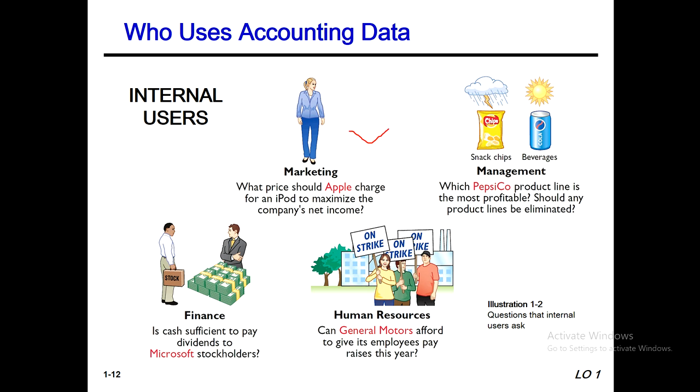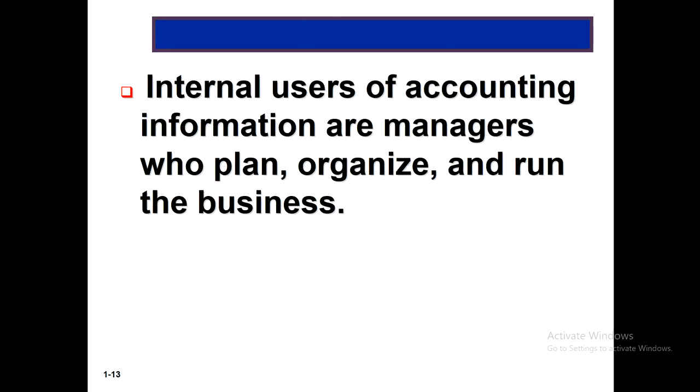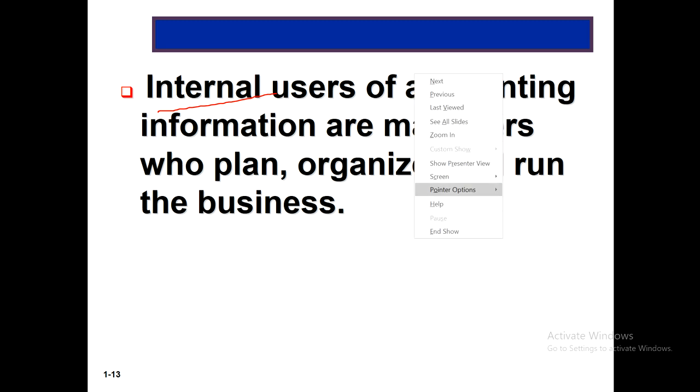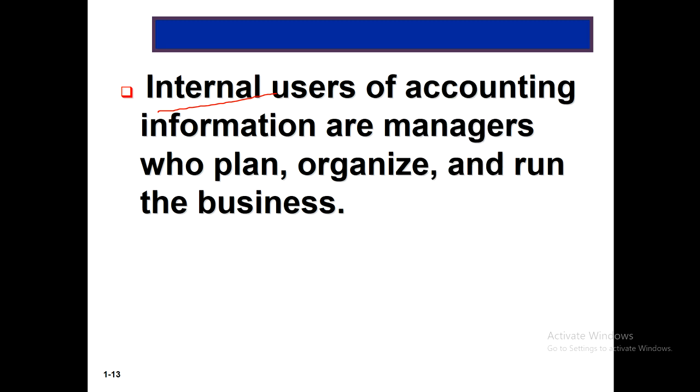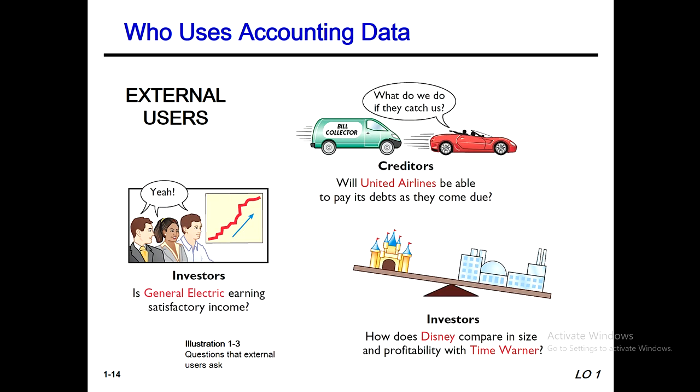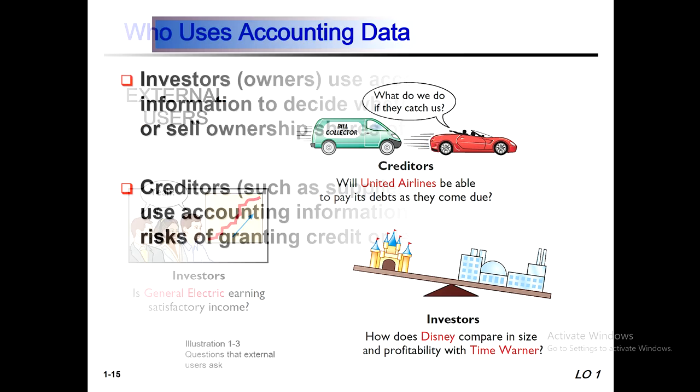Who uses accounting data? Internal users: marketing, management, finance, and human resource divisions. Internally they use this accounting data. So we call these the internal users of accounting information, who plan, organize, and run the business. And these are the external users: investors and creditors.